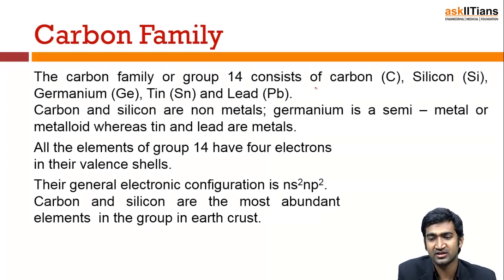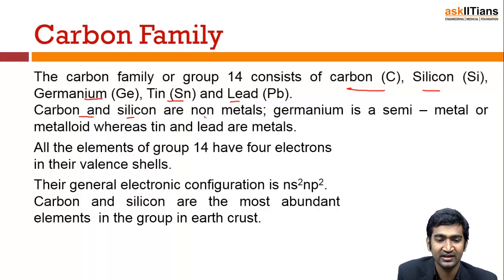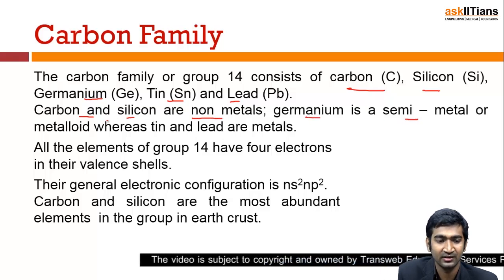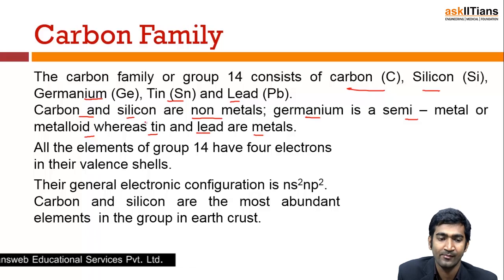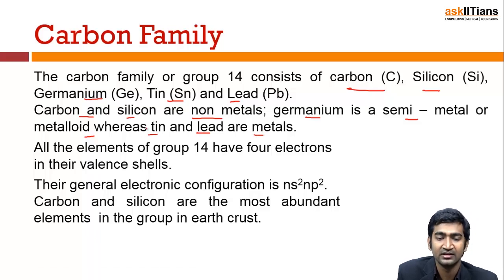This whole group consists of carbon, silicon, germanium, tin and lead. Carbon and silicon are non-metals. Germanium is a semi-metal or metalloid, whereas tin and lead are metals. Even carbon and silicon will sometimes show the property of a semi-metal or metalloid. All the elements have 4 electrons in the valence shell, so the configuration is ns2 np2.